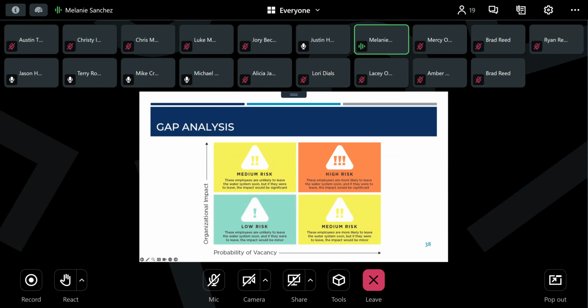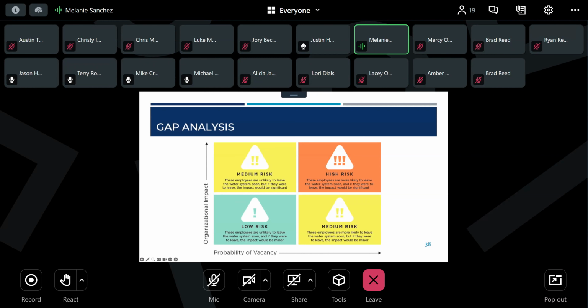This is part of your gap analysis, right? You really want to look at the high-risk employees. High-risk employees are more likely to leave the system soon. And if they were to leave, their impact would be significant, right? If someone retires or if someone's poached, how is that going to impact your system? If it's significant, they're high risk.